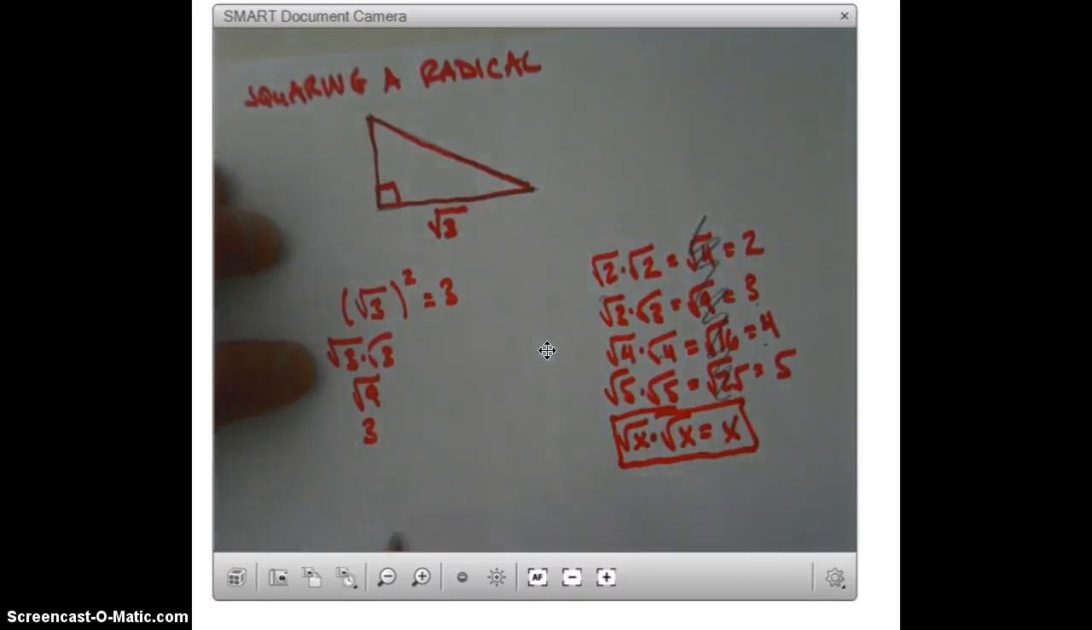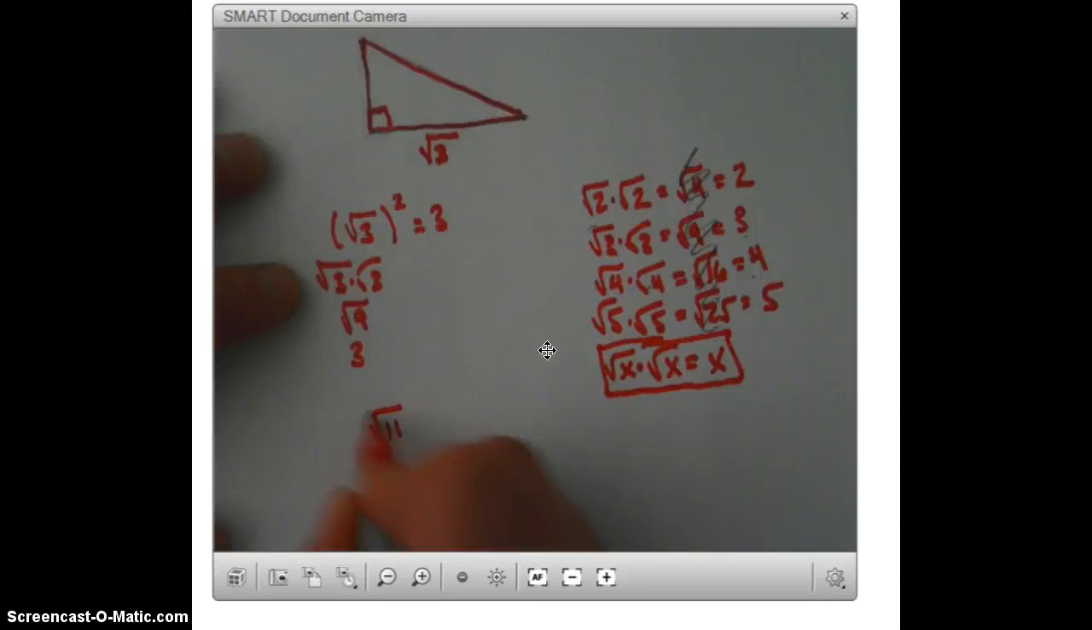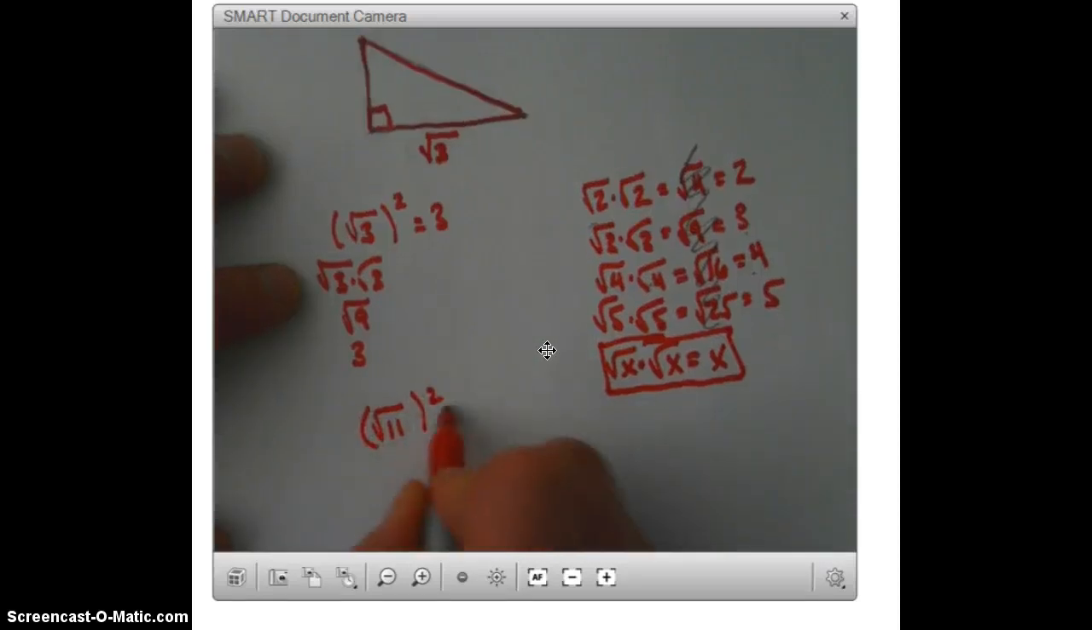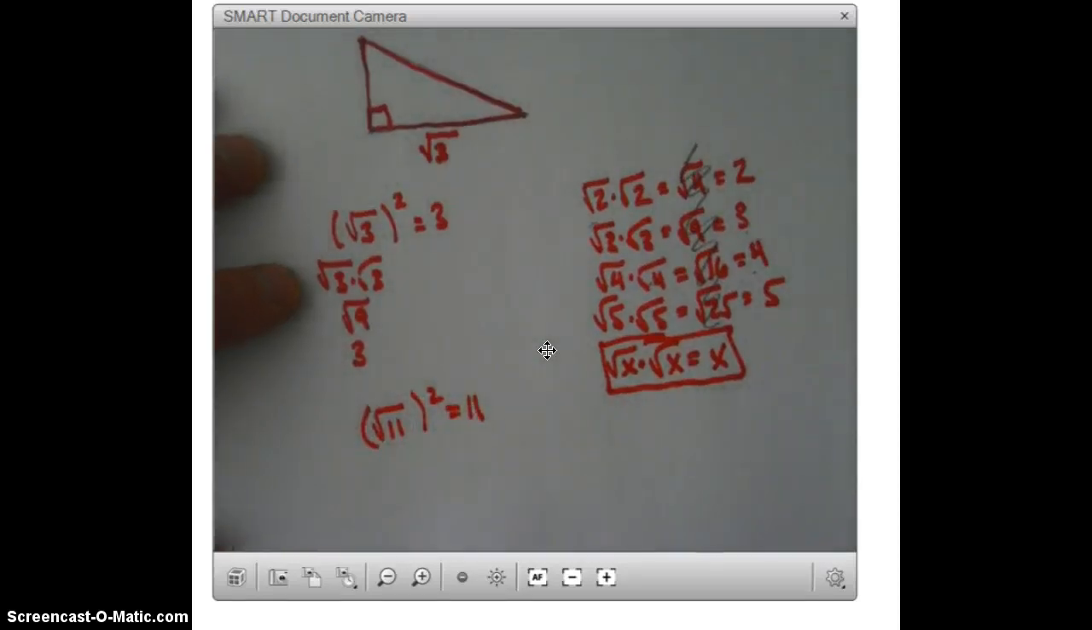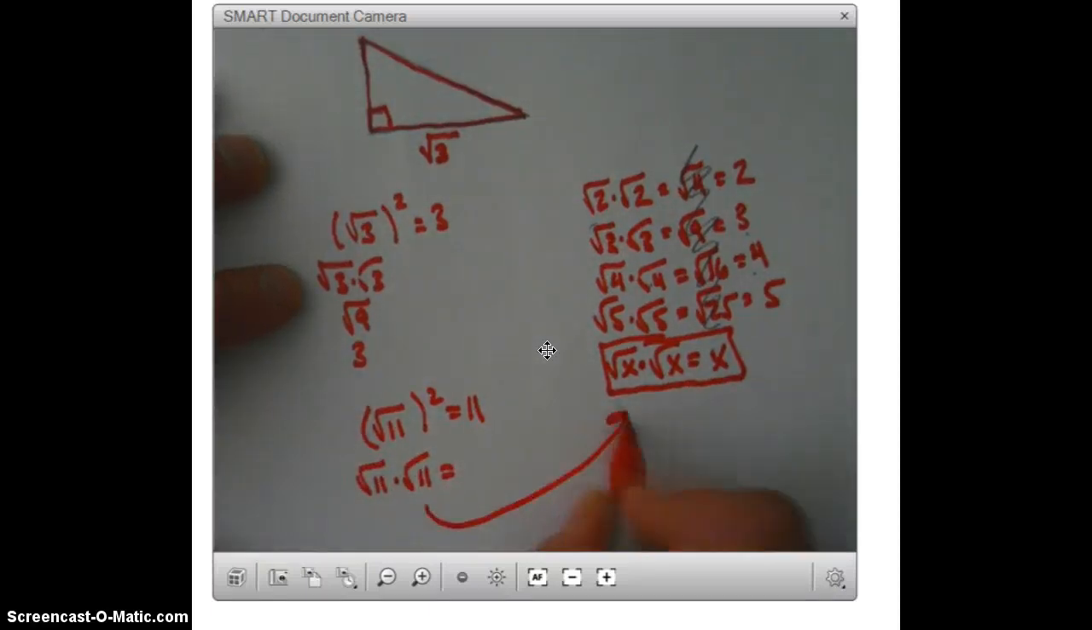So if you have a number like the square root of 11 squared, it's just going to be 11. And the reason is because you have the square root of 11 times the square root of 11, and based on this rule, the square root of x times the square root of x is x. So the square root of 11 times the square root of 11 is 11.